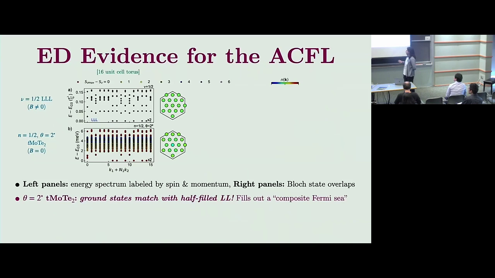When you do the same thing for twisted MoTe2 at zero magnetic field, with color labels for spin, what you see is the same family of ground states, importantly with spin polarization. So essentially you see the magnetism popping out here. And this already is giving us pretty good evidence that we're seeing the same state.